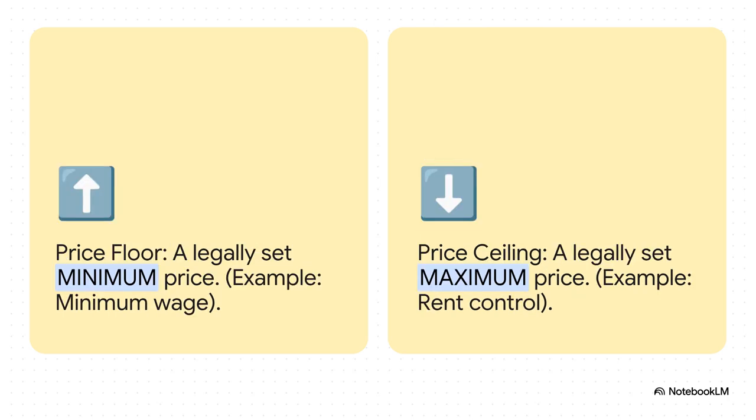Of course, sometimes governments get involved and try to control prices. They can do this in 2 main ways, by setting price floors, which are minimum legal prices, or by setting price ceilings, which are maximum legal prices.